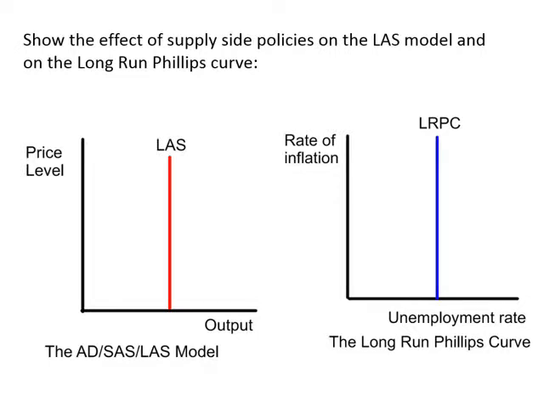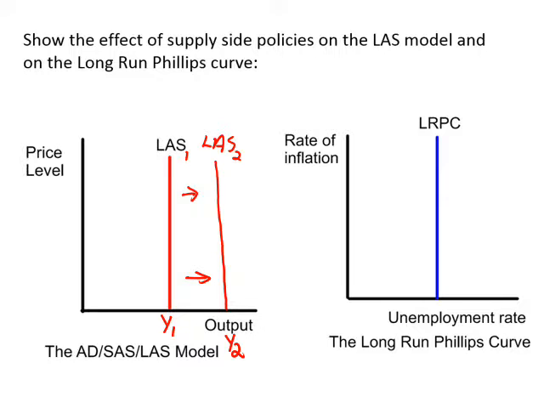So if we have economic growth, we know with the AD-SAS-LAS model that LAS will shift to the right, LAS2. And we'd have here Y1 and Y2. So we've managed to lower the natural rate of unemployment by increasing output.